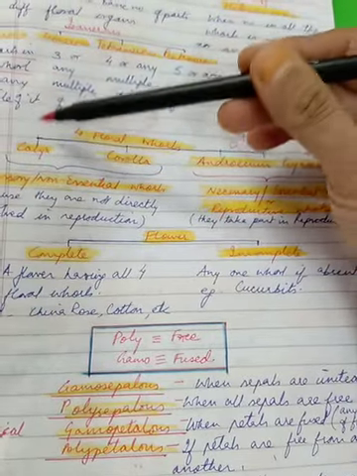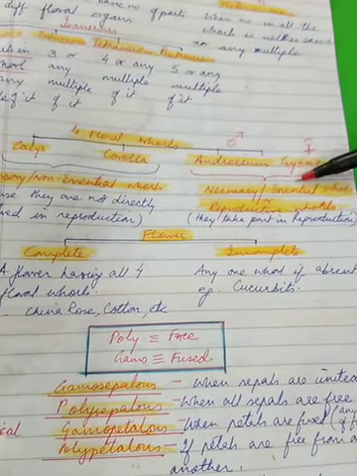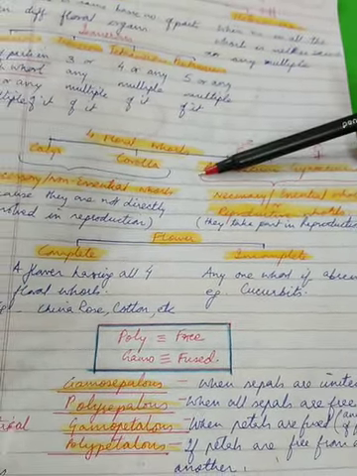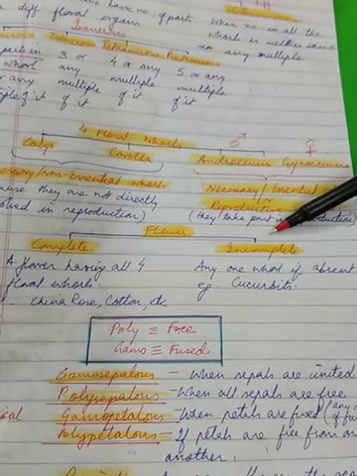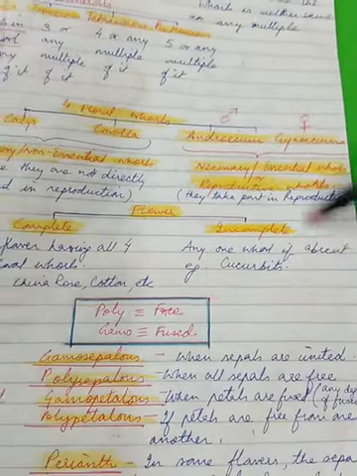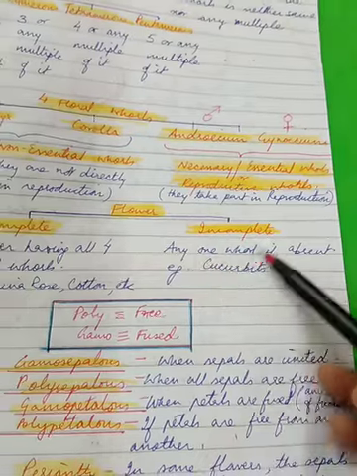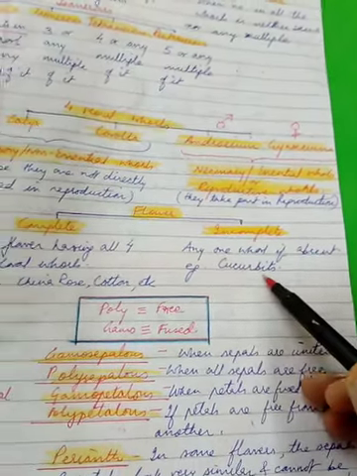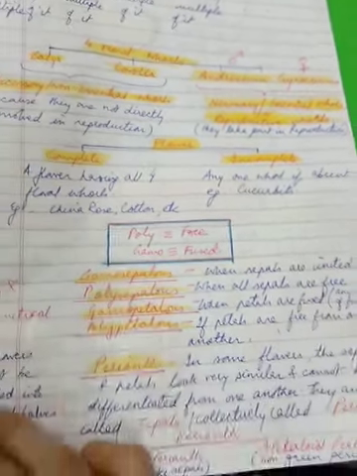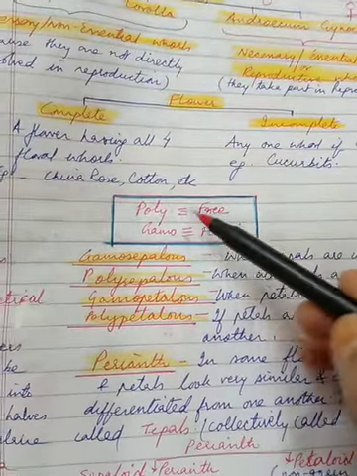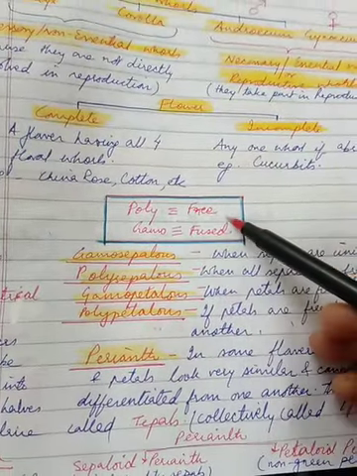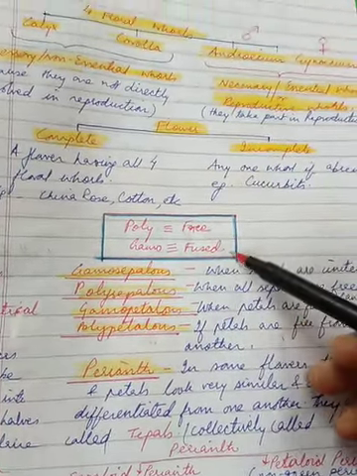In other cases, calyx, corolla and gynoecium might be present, androecium goes missing. So it is again incomplete. So such flowers are called incomplete when any of the whorl is absent. Example, cucurbita. Again, let us revise the word poly and gamo. Poly means free and gamo means fused.